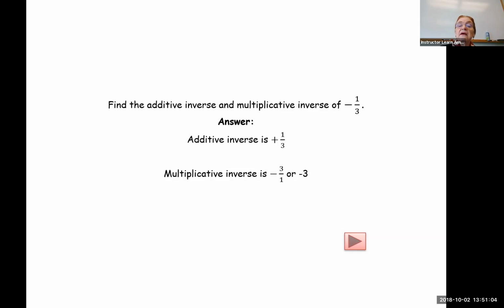Okay. The additive inverse, remember, is going to be the number which, when added to -1/3, is going to produce the identity element 0. So the additive inverse of -1/3 is +1/3 because -1/3 added to +1/3 produces the identity 0. The multiplicative inverse of -1/3 is going to be -3 over 1, or simply -3. Here again, if we check it out, -1/3 multiplied by -3 over 1 produces the multiplicative identity, which is 1.